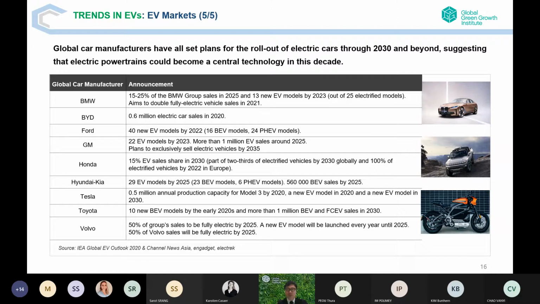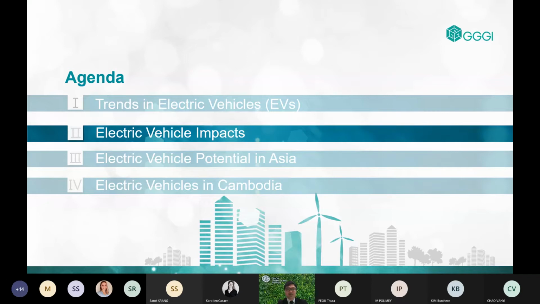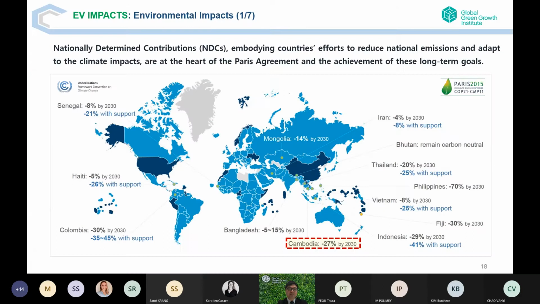So why did the market and the car manufacturers change their systems and focusing area? Because of the electric vehicle's environmental impact. I don't know if you are familiar with the Paris Agreement or Nationally Determined Contribution, but it is quite a core area to tackle climate change. 195 countries came together to discuss and decide how to deliver on climate change issues, and in 2015 they adopted the Paris Agreement to tackle climate change and achieve sustainable development.